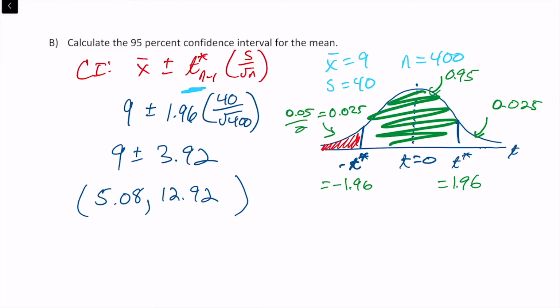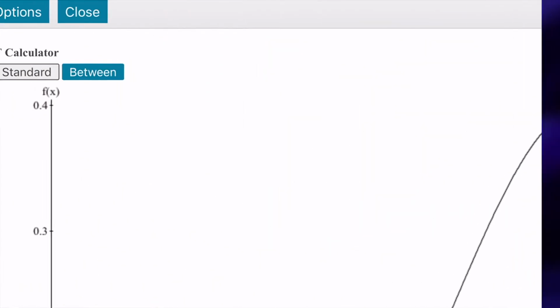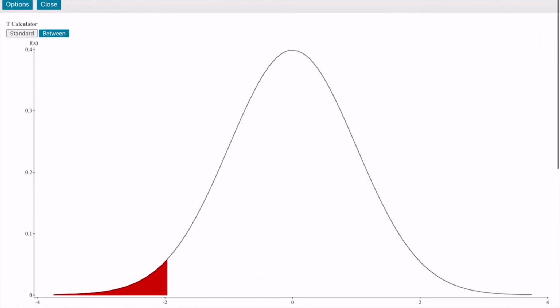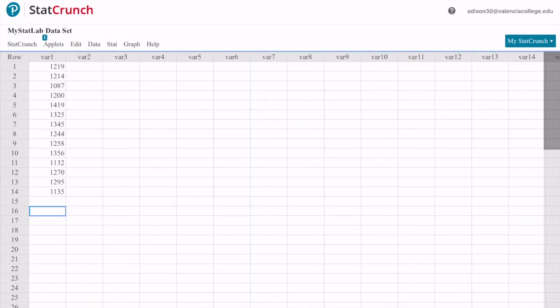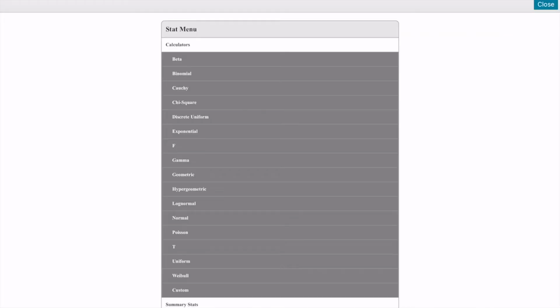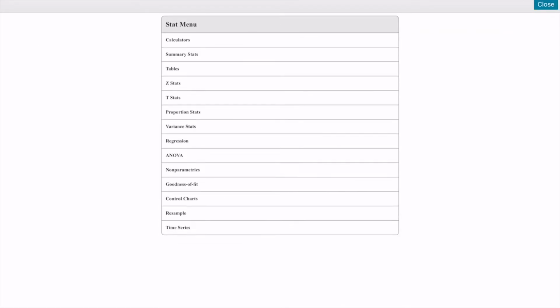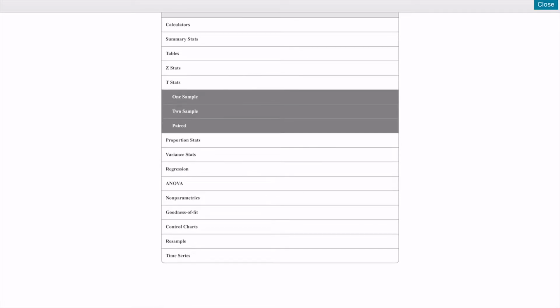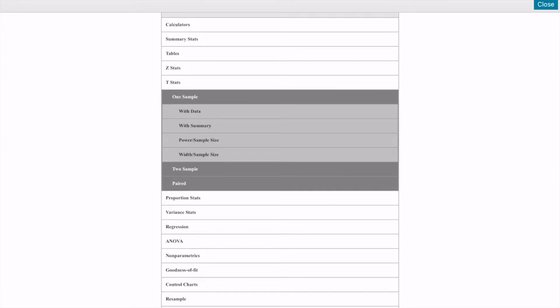But if you want an even quicker way of doing this, let me show you how to do this in StatCrunch with some technology. All right? So what you're going to do is, let's zoom this out a little bit. Let's close this out. Okay, we're going to go to Stat. And close up that calculator menu. We're going to go to T-Stats. Okay, and then we're going to do one sample. And then this is going to be with summary. We have the summary statistics. Give me a couple minutes. I'll show you how to do this with data.